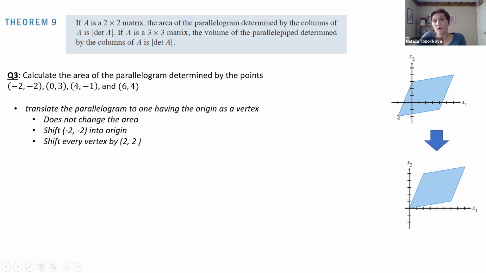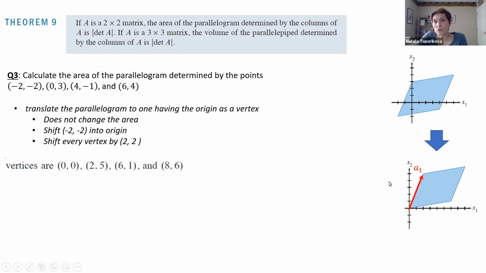So we take our farthest vertex here, (-2, -2), and move it to the origin. Then we have to add 2 to the x and y coordinates of every other vertex to introduce this shift. So we will have four new vertices, and one of them conveniently starts at the origin. For the rest of them, you can see that we add 2 to each x and y coordinate. Instead of (0, 3), we have (2, 5). Instead of (4, -1), we have (6, 1), and so on and so forth.